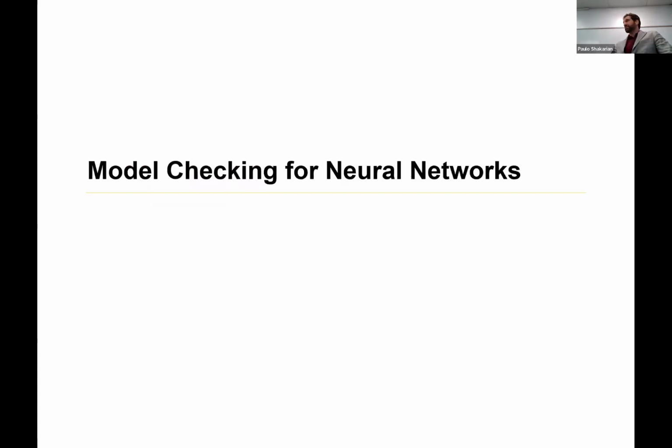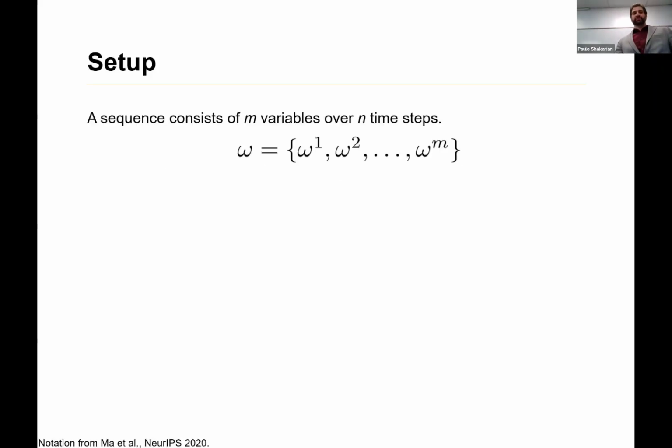And so let's get into the good stuff here. So let's talk about model checking for a neural network. And so here's the setup. We have a sequence of m variables over n time steps. These are the positions in that vector that was used as an X notation in the earlier slides.